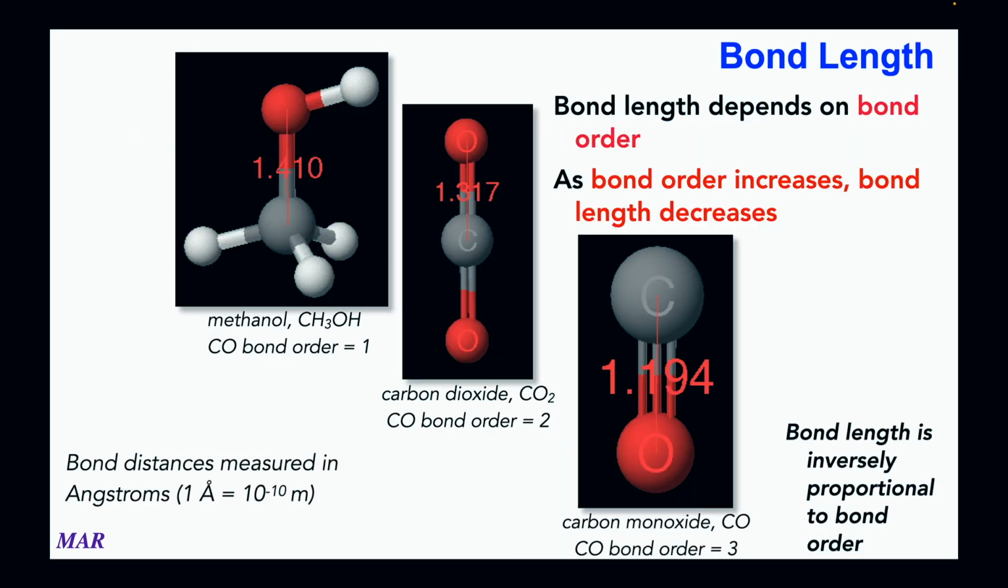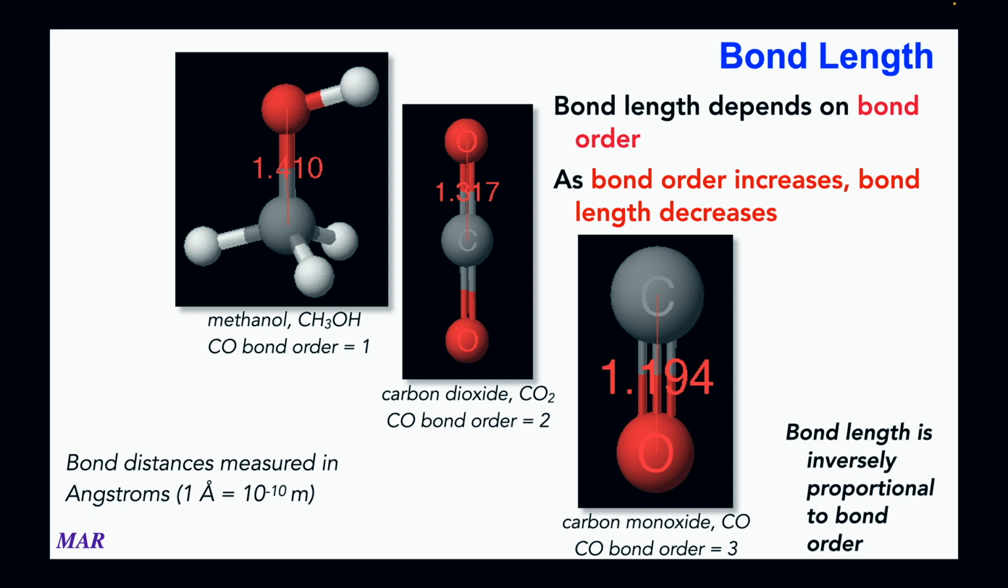Here are 3 carbon-oxygen bonds. The first one in the upper left is methanol, which has a CO single bond. The second one is carbon dioxide, which has a CO double bond. And carbon monoxide, the third one there, is a CO triple bond. Now, those values in red are angstroms: 1.410 angstroms, 1.317 angstroms, 1.194 angstroms.